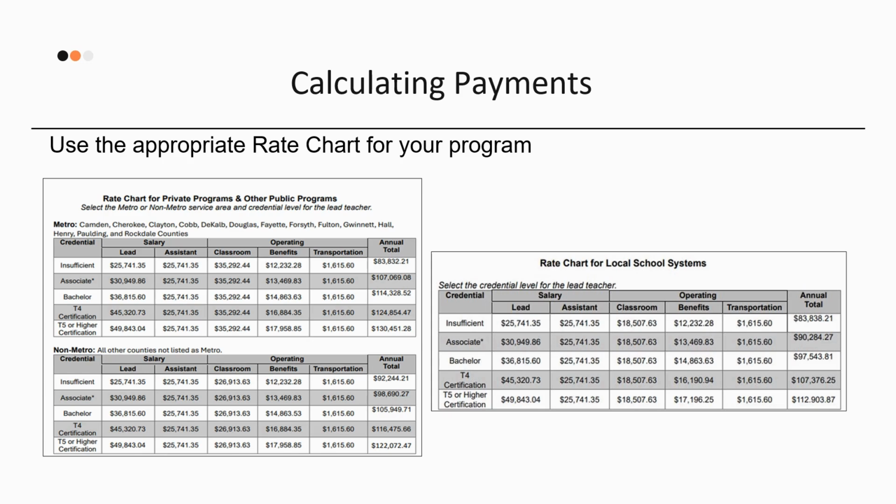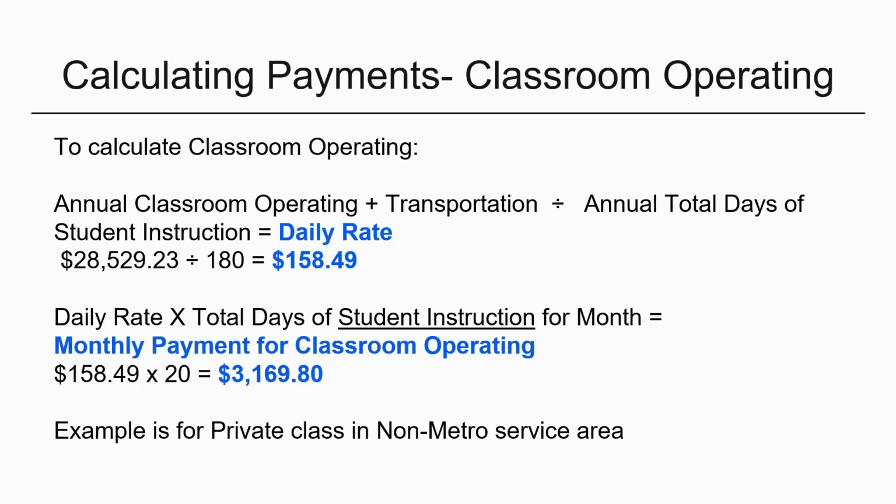On the left-hand side, you see columns labeled salary. That's one bucket. And on the right, there's three columns all labeled operating. Those are your operating expense. We're going to talk about how GA Pre-K figures out your operating payment per month and how it figures out your salary payment each month.